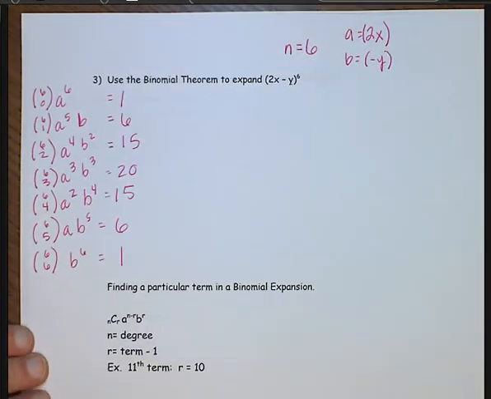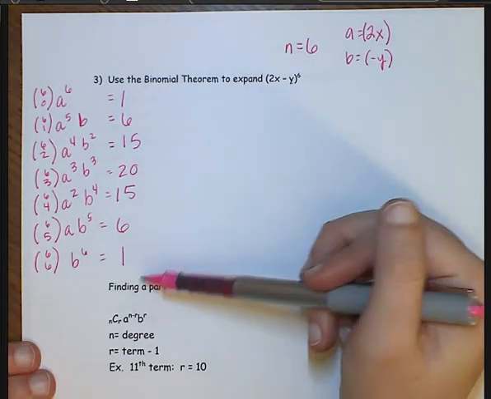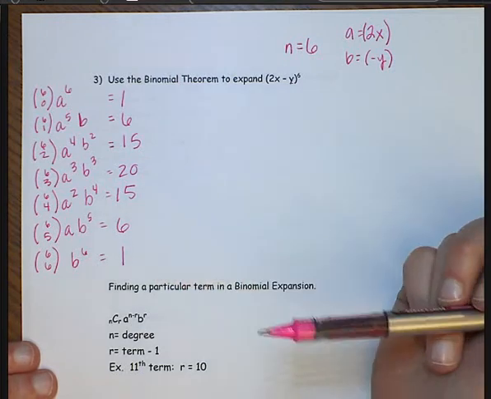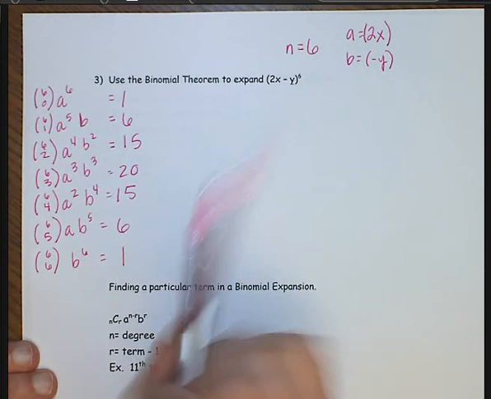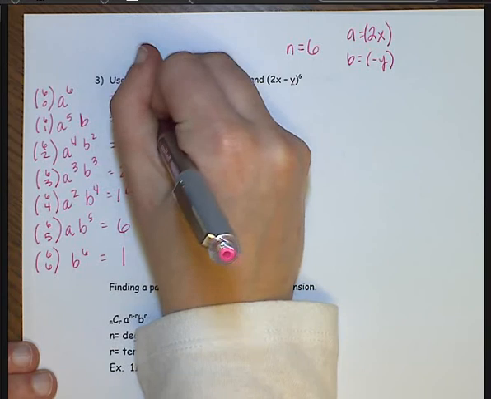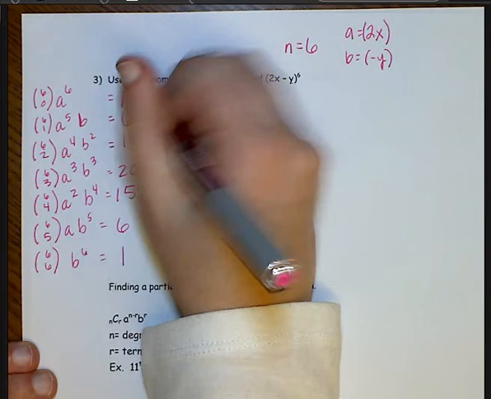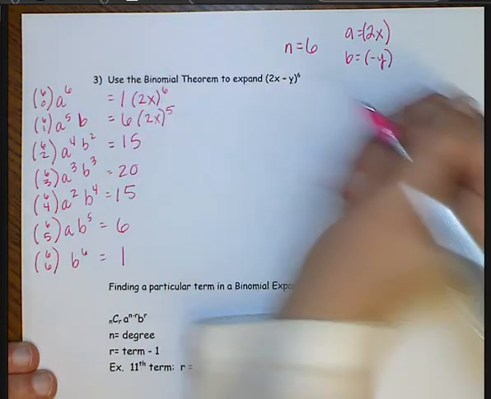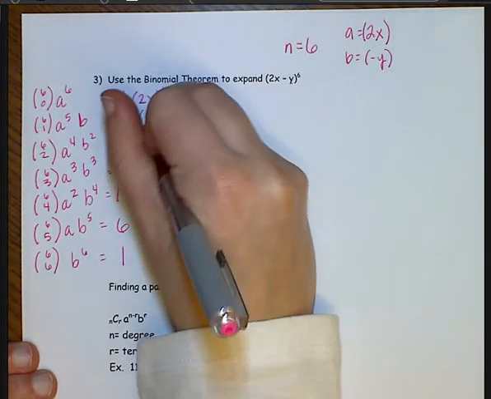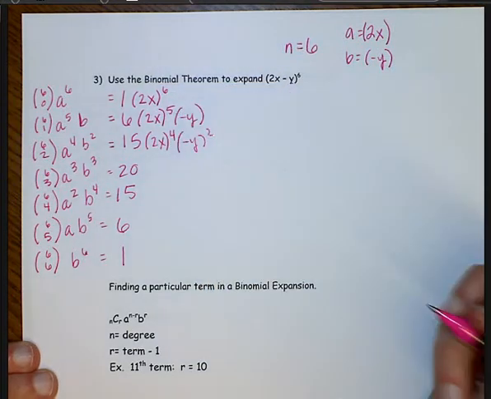Alright, you should be practicing putting these in your calculator, but here are our coefficients. 1, 6, 15, 20, 15, 6, 1. Alright, so now I'm going to plug in what my a and my b equal to match here. So for a to the 6th, I'm going to have in parentheses 2x to the 6th, a to the 5th times b, I have 2x to the 5th times negative y. For a to the fourth, I have 2x to the fourth times b squared is negative y squared. Again, notice my parentheses.